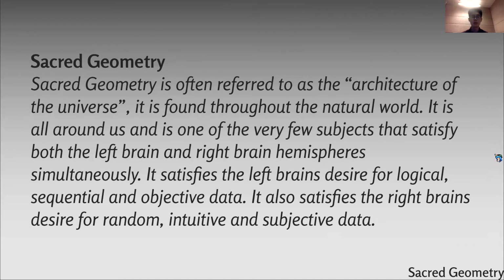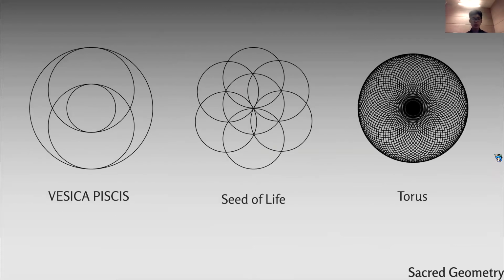And here comes another concept that is quite related to the patterns: sacred geometry. It is often referred to as the architecture of the universe. It is found throughout the world, and we can see it quite often in our daily lives. These are the three symbolic sacred geometries we can see in our life, mostly the torus. We can see it every day when we are doing modeling jobs.